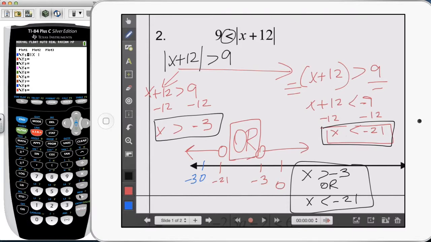x plus 12. As you can see, whether it's less than or greater than doesn't matter. You isolate the absolute value, you divide it into the left equation and right equation, you solve each one separately, and you graph the points on the number line. If there's an overlapping situation, then that's a compound inequality, and your solution is going to be between two numbers.